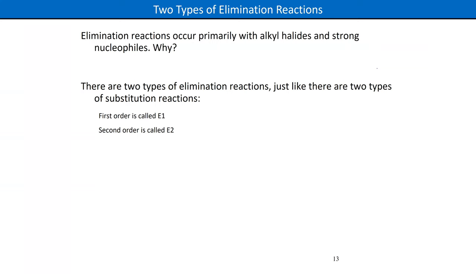So the first step for an E1 reaction is going to be identical to an SN1 reaction. The first step for both of them is the leaving group leaves and you get a carbocation intermediate. And then you might have a rearrangement happen before the second step. But the second step will either be a nucleophile attack or a proton transfer and a new pi bond. And the second order version does the same thing, except all at once.